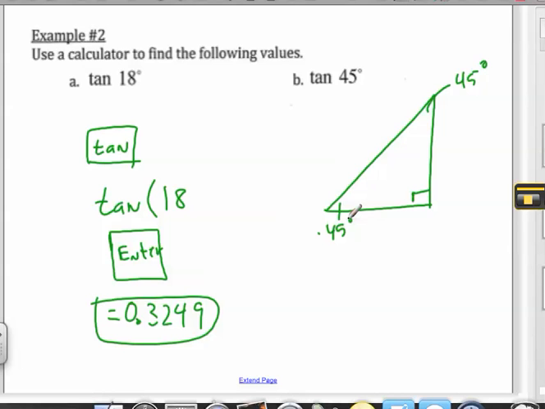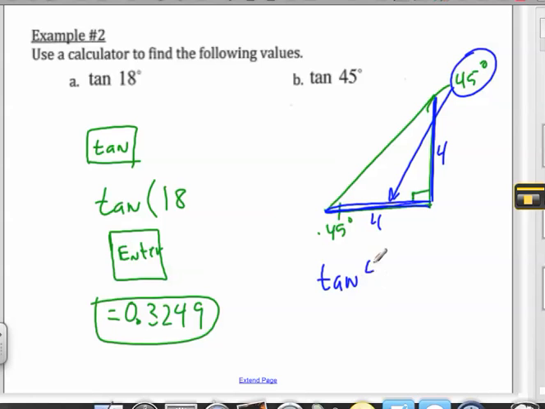You're just picking a number. How long is this side? 4. Okay. If this side's 4, how long is this side? 4. And this is 45. So can you write the fraction that represents the tangent of 45? Because remember, tangent 45 is equal to opposite over adjacent. So it's 4 over 4, which equals 1.